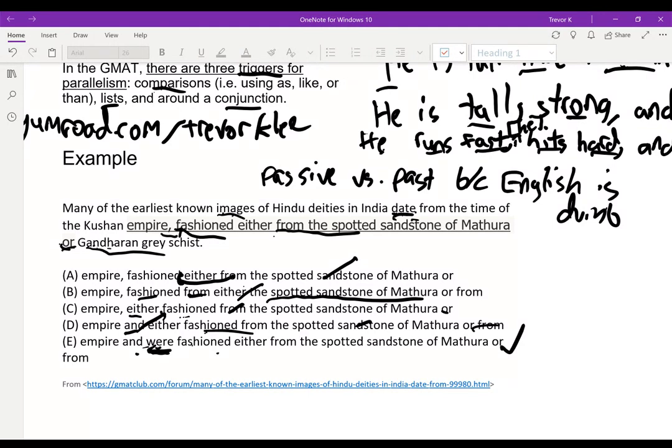And then my second parallelism around my second conjunction, or. So my first conjunction was and, my second conjunction is or, fashioned either from or from, right? So either from or from. That's good parallelism. So I've got two good parallelisms here. I've got date from and were fashioned from. And I've also got from the spotted sandstone or from Gandharan gray schist. So this is also good parallelism.